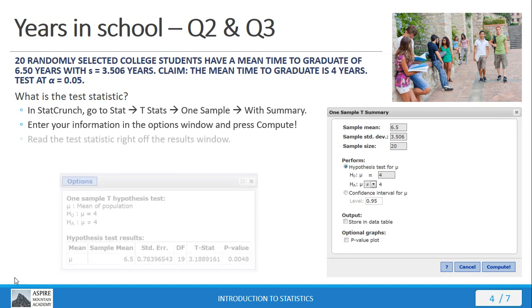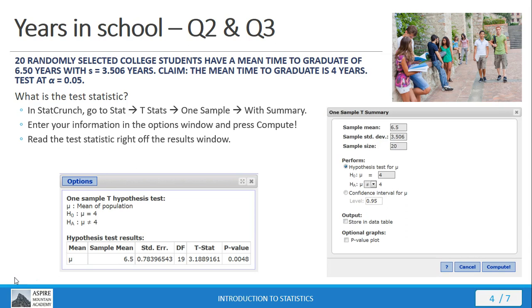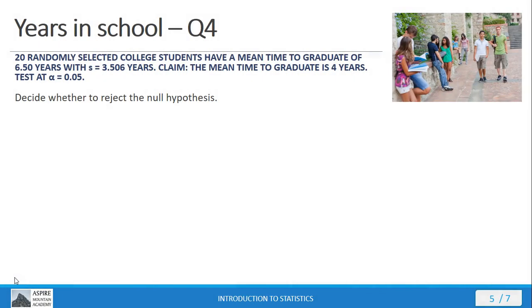Press compute, and out comes this wonderful results window, a little table there, and the next to last value in that table is always going to be your test statistic. The p-value is also there in that results table, it's always going to be the last value that's listed. So it's the next door neighbor with the test statistic. And now that we've got these numbers, we've got what we need to resolve our hypothesis test.